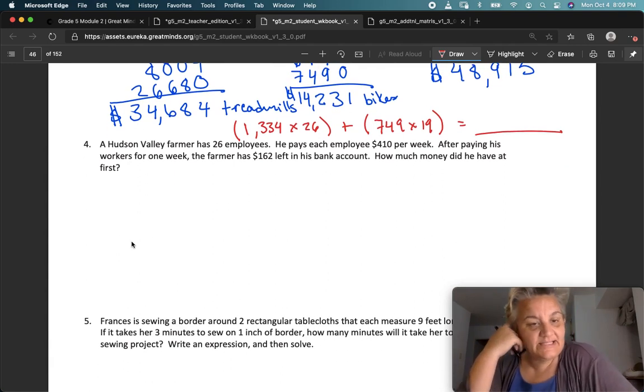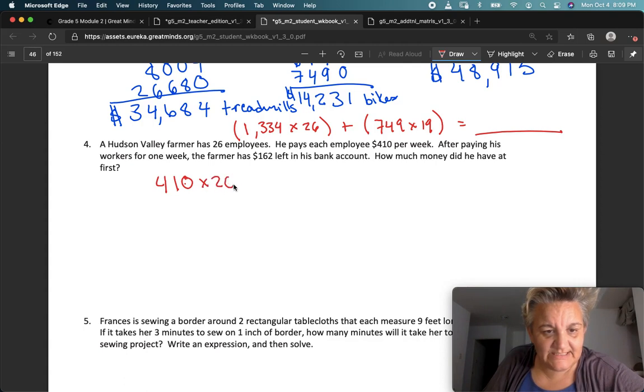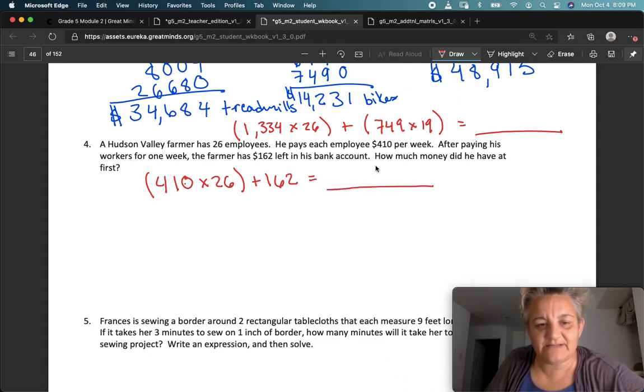Okay. A Hudson Valley farmer has 26 employees. He pays each employee $410 per week. Oh, that's not very much at all. After paying his workers for 1 week, the farmer has $162 left in his bank account. How much money did he have at first? Okay, so we're going to take 410 times 26 to figure out how much he paid each week. After paying his workers for 1 week, the farmer had $162 left in his bank account. And that would equal how much money he had to start with, right?